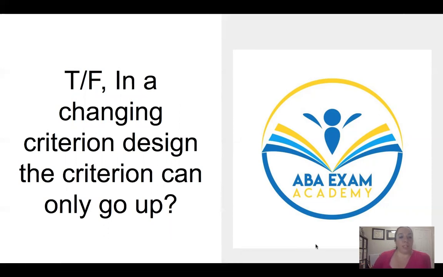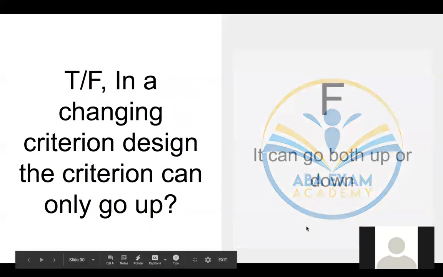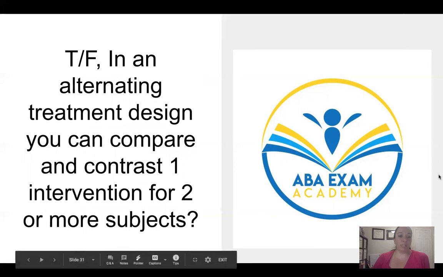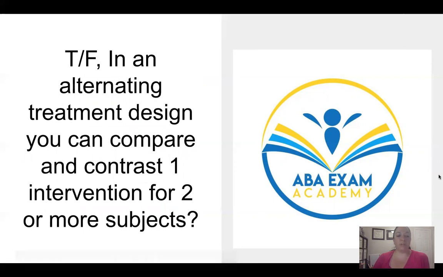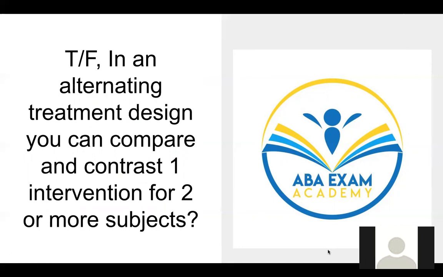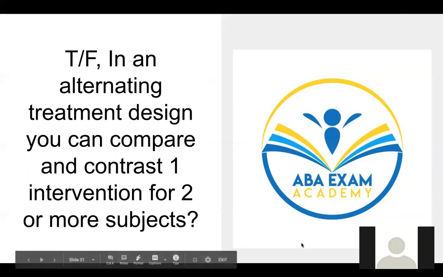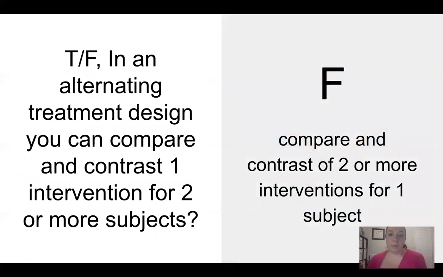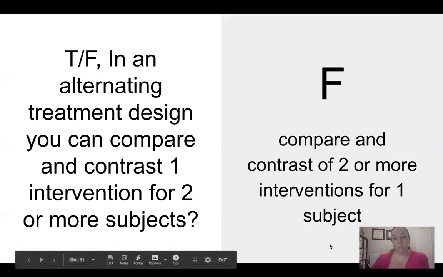True or false? In a changing criterion design, the criterion can only go up. False. It can go both up or down. True, false. In an alternating treatment design, you can compare and contrast one intervention for 2 or more subjects. False. You need more than one intervention. That's why it's alternating treatment. You're comparing and contrasting 2 or more interventions for one subject. That is why it is called single subject design, because we are always looking at one subject.